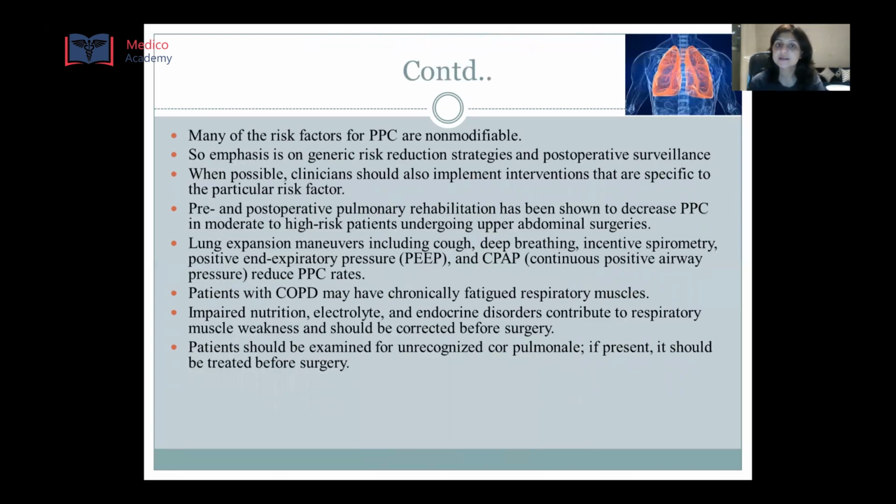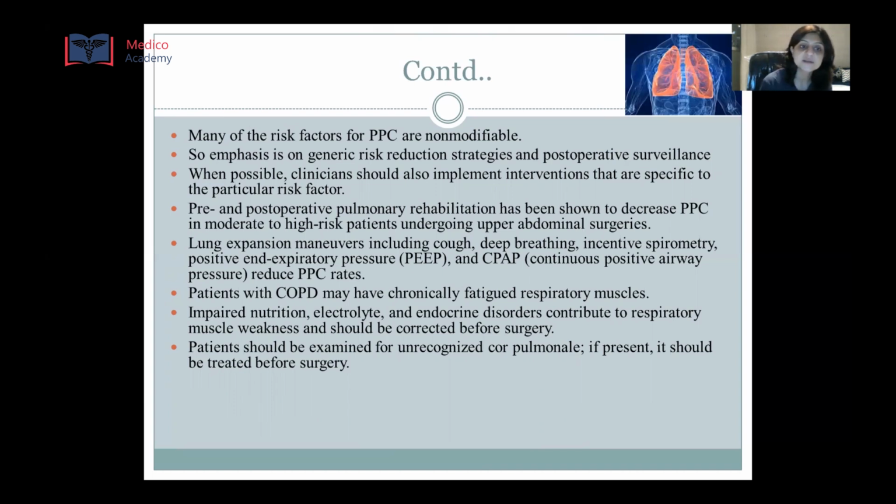Many of these factors are non-modifiable. So emphasis is basically on generic risk reduction strategies and postoperative surveillance. When possible, we need to implement interventions which are specific to the particular risk factor. Pre and post-operative pulmonary rehabilitation has been shown to decrease PPC in moderate to high risk patients. Lung expansion maneuvers, again, are very important for reducing PPCs.